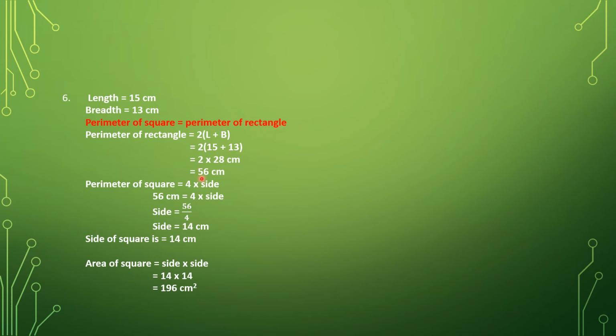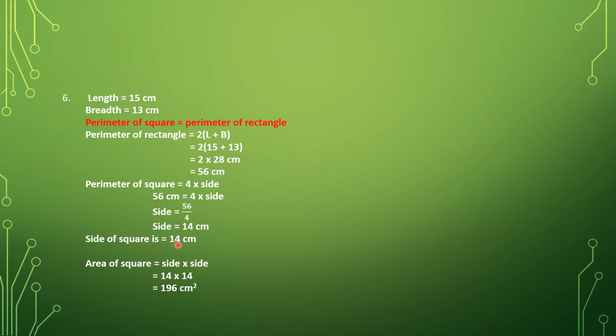So the same perimeter will be equal to the perimeter of a square. As we have to find the area of a square, we need the side of the square. So by using this perimeter, we will find the side of the square. Perimeter of a square equals 4 into side. Put the values here, do the cross multiplication, and you will get the side of the square as 14 centimeter.